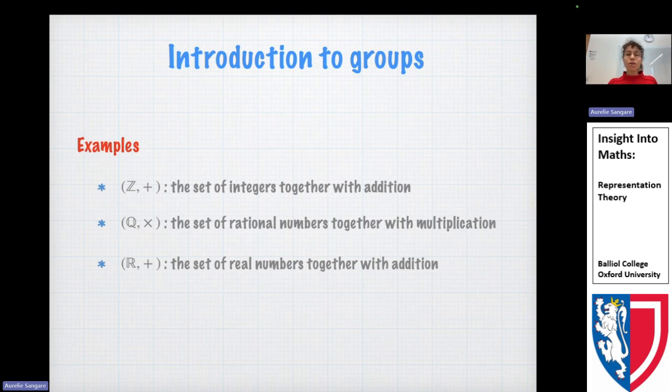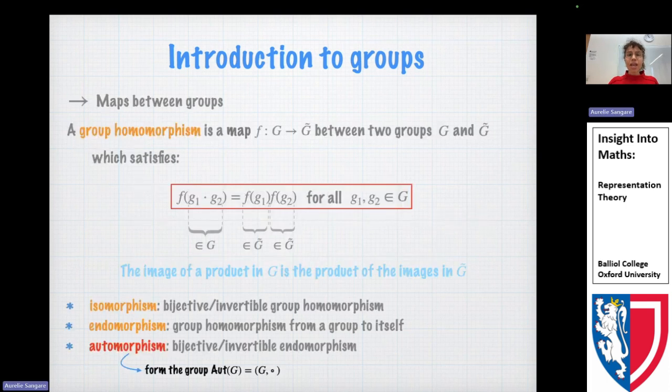In particular, the three examples I have on this slide are commutative groups because the operation is commutative, so addition and multiplication. And now that I've defined to you what a group is, I can define what the maps on groups are, so the functions that go between different groups. These functions are called group homomorphisms.